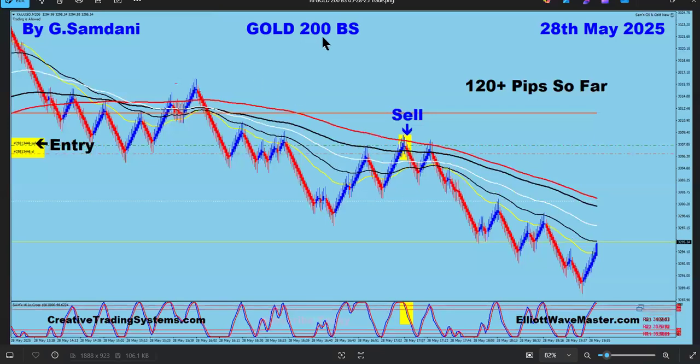This one, gold is going to the downside again, right? And I had this entry as well, but it got knocked out at break even, and then again this entry, and I said, okay, let's go with this one, and then this is 120 pip.